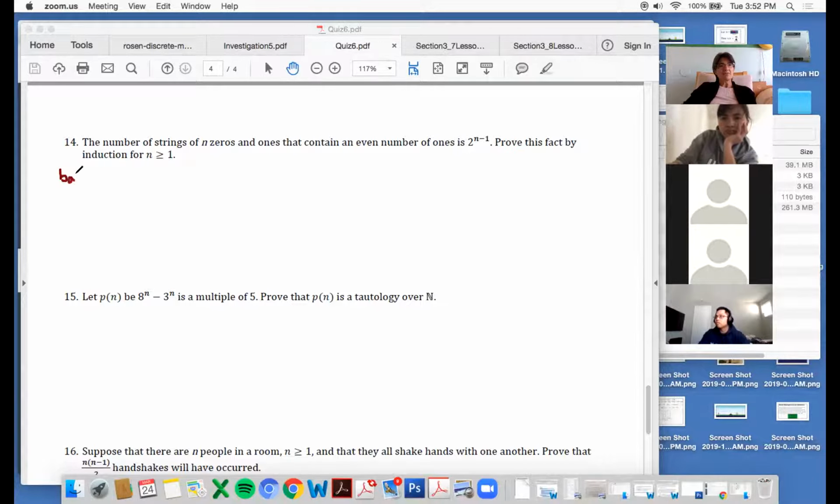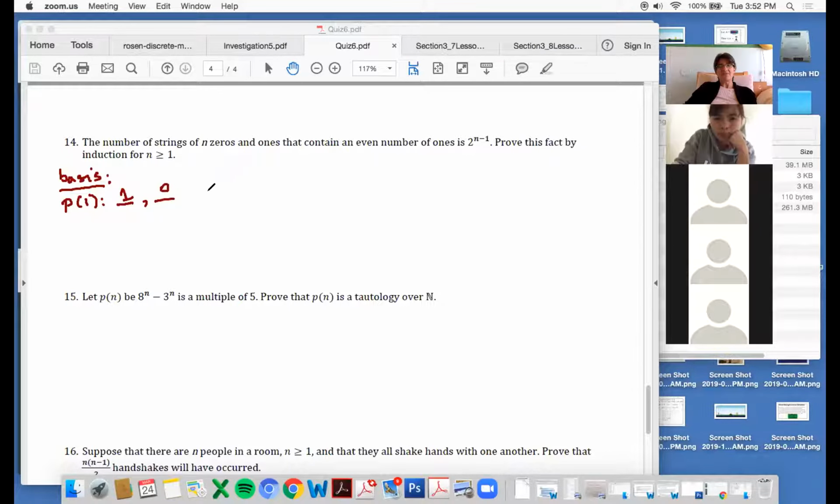Okay, so let's look at the basis step. The basis step is the smallest value of n that you're interested in. So this is P at 1. Right? So n refers to how many bits you have in your string of ones and zeros. So n is 1, it means that you have a string of length 1 bit. So what are my options here? I could have a 1, or I could have a 0. How many of these have an even number of ones? Well, this one has an odd number of ones, this one has an even number of ones. So one of the strings has an even number of ones.